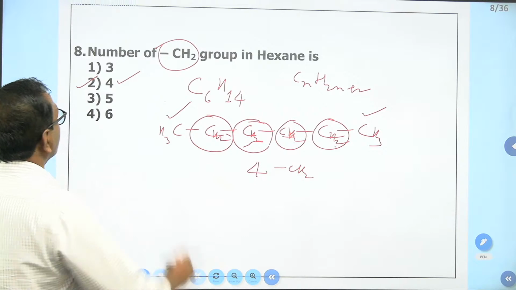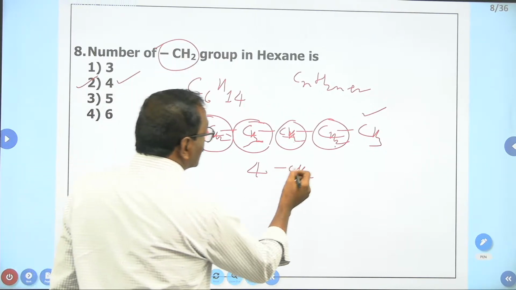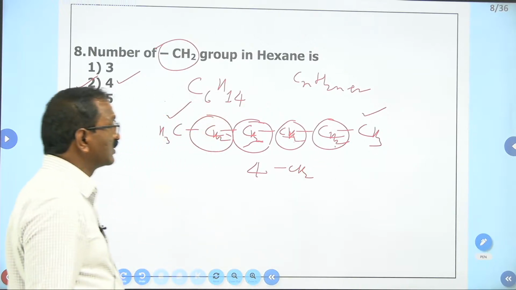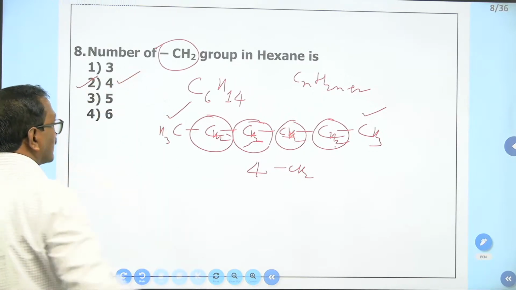But now the question is the number of CH2 groups. A CH2 group is also known as a methylene group. What is called? CH2 group, nothing but a methylene group. How many methylene groups are there? 1, 2, 3, 4 here. Therefore, the second option is the right answer here.